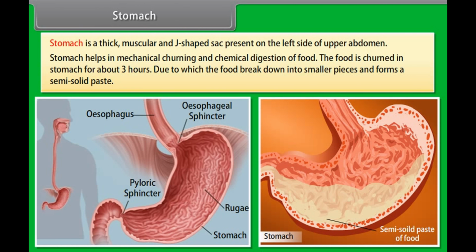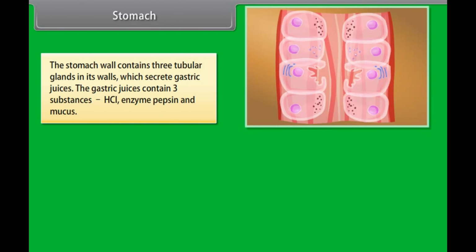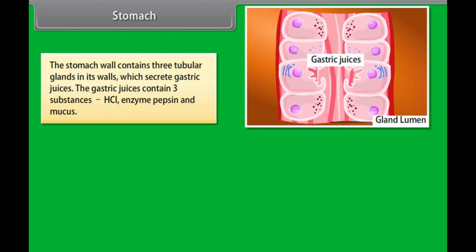The food is churned in stomach for about 3 hours, due to which the food breaks down into smaller pieces and forms a semi-solid paste. The stomach wall contains 3 tubular glands in its walls which secrete gastric juices. The gastric juices contain 3 substances: HCl, enzyme pepsin, and mucus.